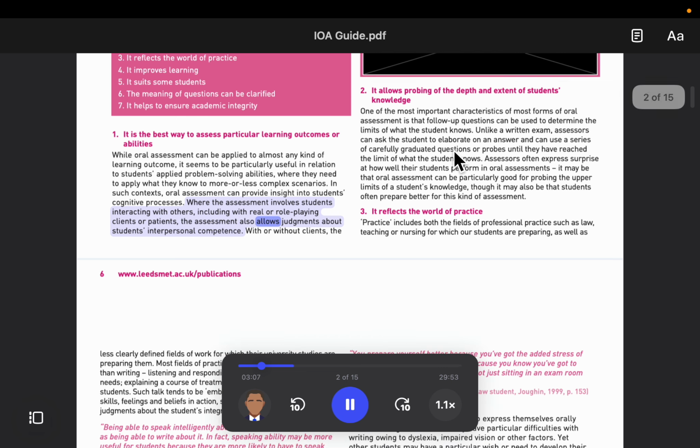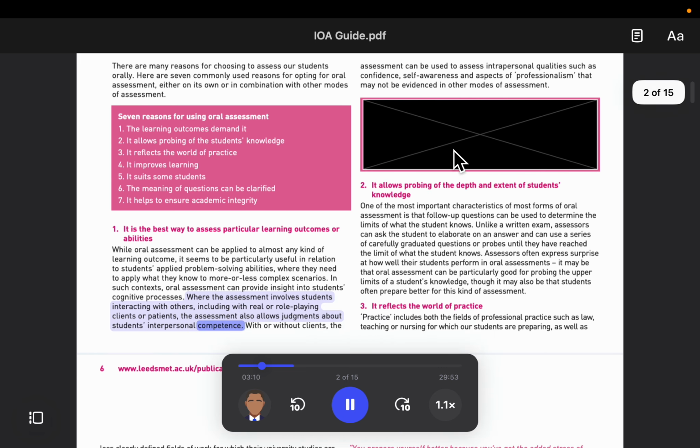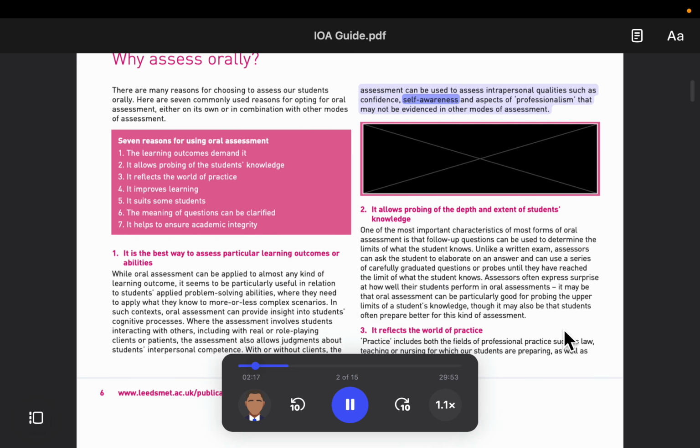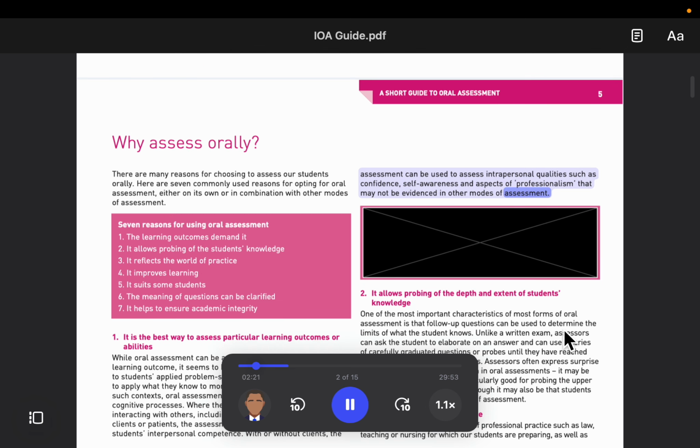The assessment also allows judgments about students' interpersonal competence, with or without clients. Assessment can be used to assess intrapersonal qualities, such as confidence, self-awareness, and aspects of professionalism that may not be evidenced in other modes of assessment.